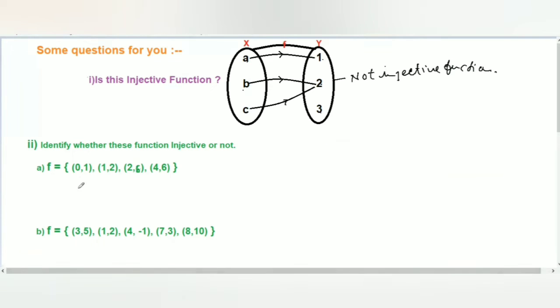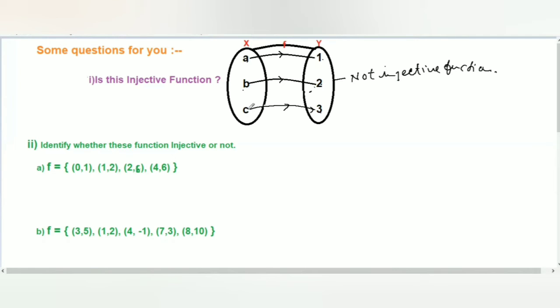Okay. Now, what changes can we make here to make it an injective function? What will we do? We could change this arrow from C to 2. We will remove this arrow here and try to map it with 3. So try to map it with 3. Now this represents an injective function.